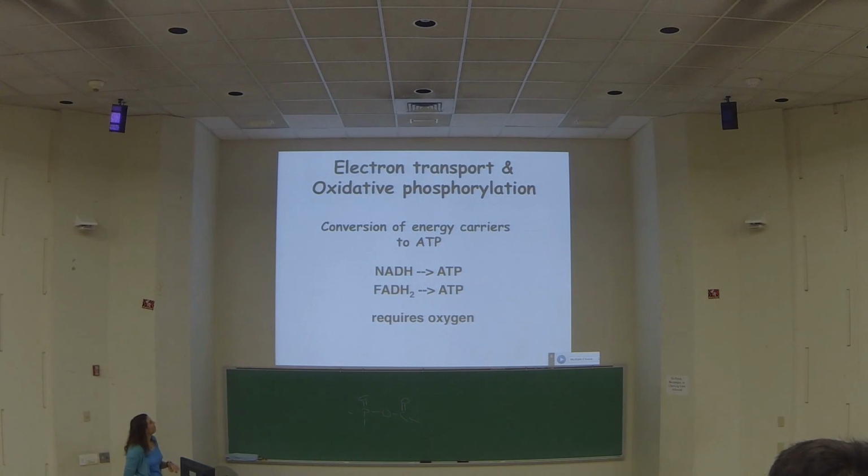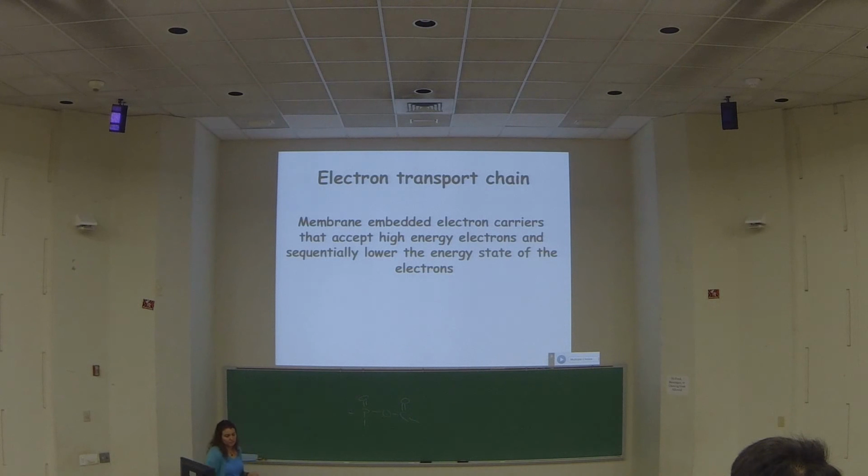So the electron transport chain, here's where we get to oxidative phosphorylation. We're involving oxygen finally in this whole process. This step converts those energy carriers to ATP. And it requires oxygen. We're going to look at the electron transport chain in detail first thing on Wednesday.